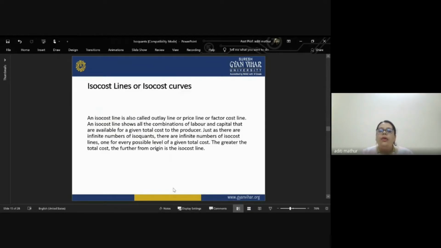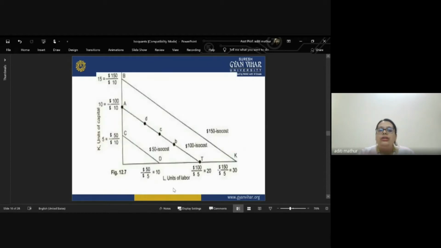The one for every possible level of given total cost. The greater the total cost, the further from the origin is the isocost line. So now let us see how our isocost line looks. This is how we draw our isocost curves.